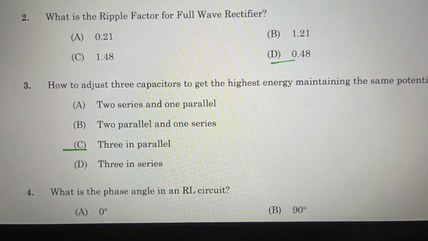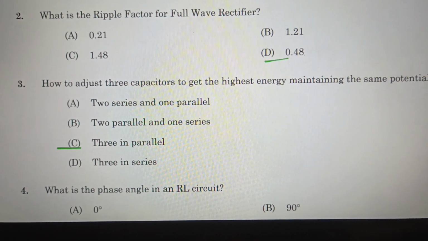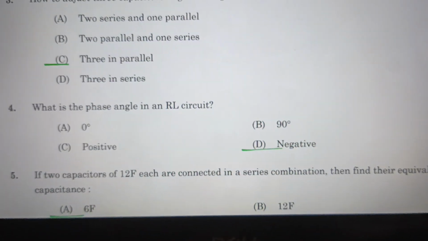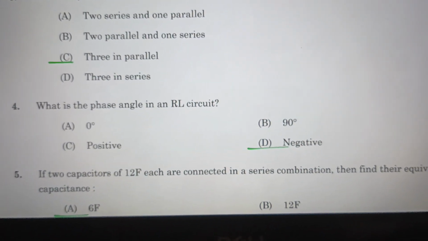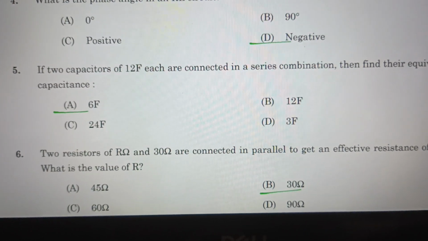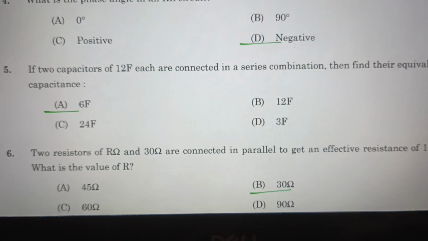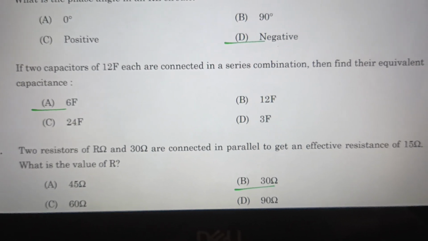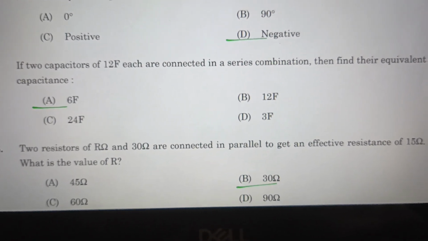How to adjust 3 capacitors to get the highest energy maintaining the same potential? 3 in parallel. What is the phase angle in an RL circuit? Negative. If two capacitors of 12F each are connected in a series combination, then find their equivalent capacitance: 6F.